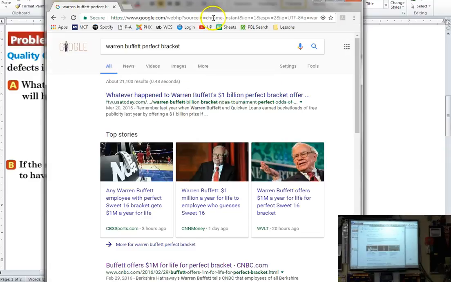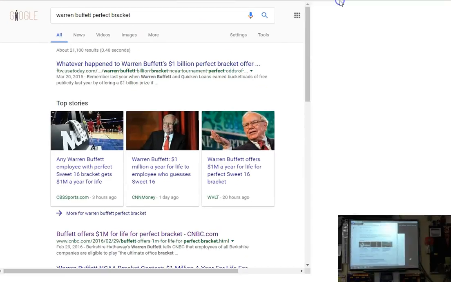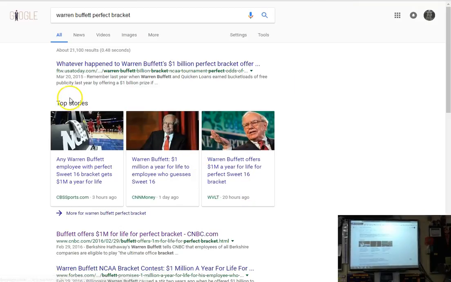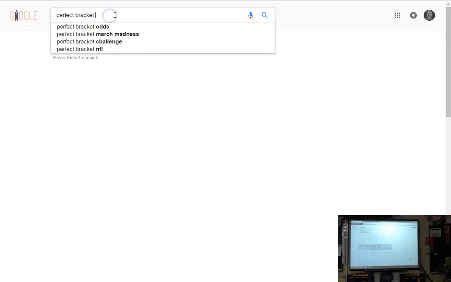So, Warren Buffett, really rich guy, right? He's offering, there are a few different offers that he has on the table, but one of them is $1 million for life for a perfect bracket. And here's why he's offering that.